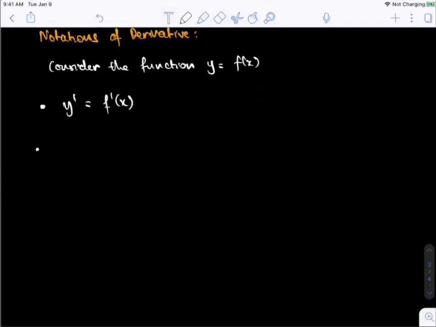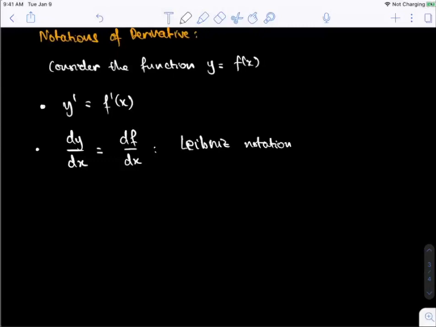There is also dy/dx equals df/dx. This is the Leibniz notation. Either dy/dx or df/dx should be fine. This is not a fraction, and a lot of people get confused about this notation. You see the way I say it, dy dx, I didn't say dy over dx.